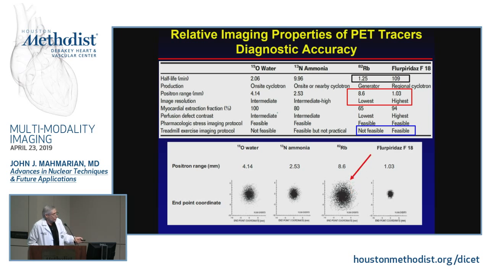And the other thing is, if you look at this issue of spatial resolution, you can see this is rubidium. This is a point source. Look at the difference in spatial resolution between rubidium and flurpiridaz, okay? So anytime you can get better spatial resolution, you're gonna have better results. The other thing is that the extraction fraction is much, much better with flurpiridaz as compared to rubidium. Rubidium is no better than the technetium agents.